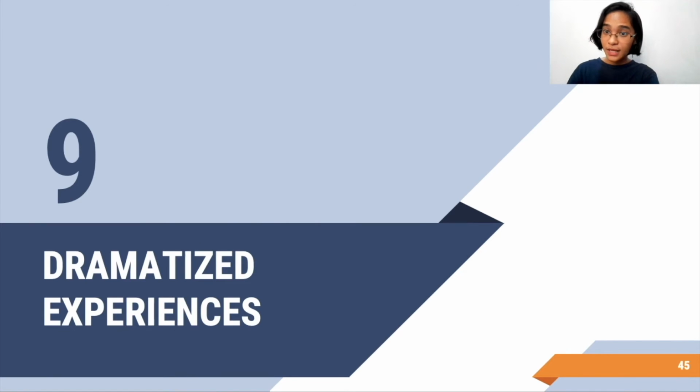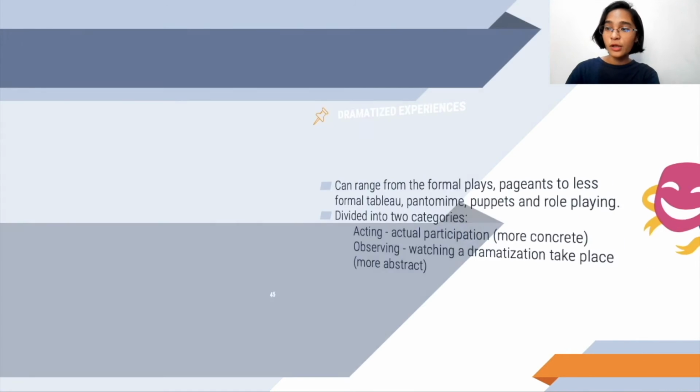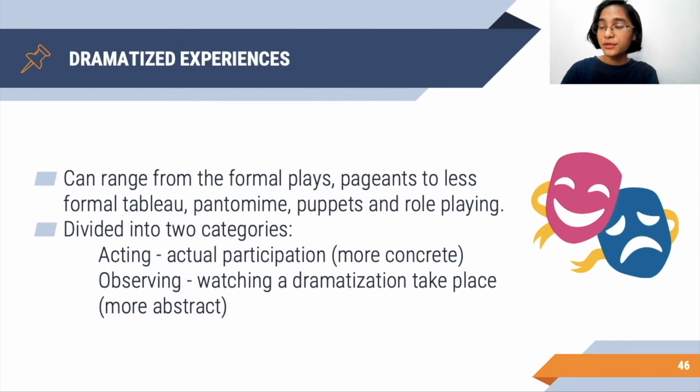So, in dramatized experiences, at this level, learners can participate in a reconstructed experience that could give them a better understanding of the event or of a concept. It can be used to simplify an idea to its important parts. It can range from formal plays and pageants to less formal tableau, pantomime, puppets, and role-playing. It is divided into two categories, acting and observing.